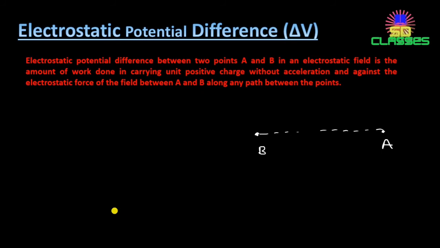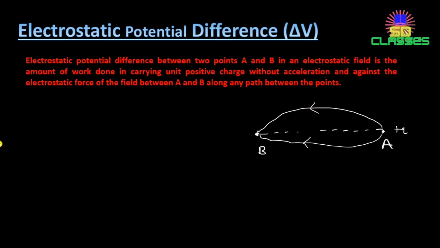Now, electrostatic potential difference. Sometimes we call it simply potential difference or voltage difference. Here is the definition: electrostatic potential difference between 2 points A and B, placed in an external electric field, is the amount of work done to carry a unit plus charge from A to B, and it does not depend upon any path. It can be taken through any path. So this is the definition.